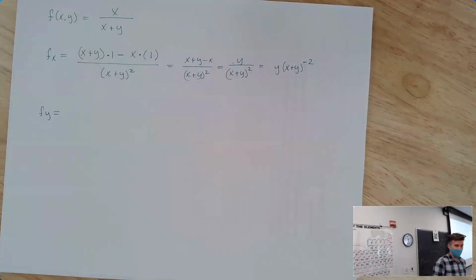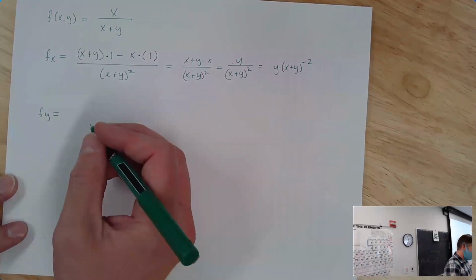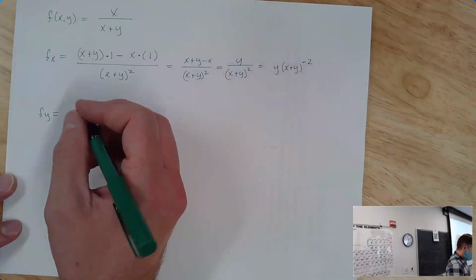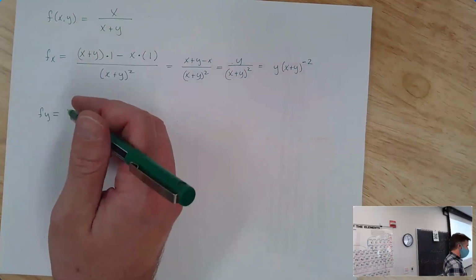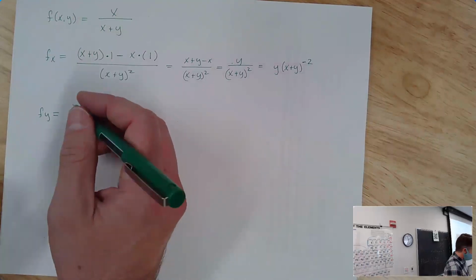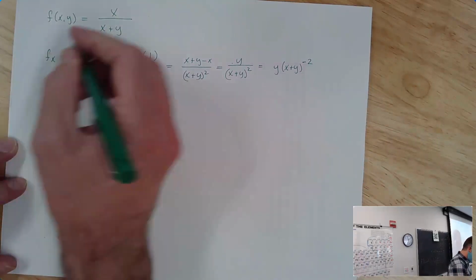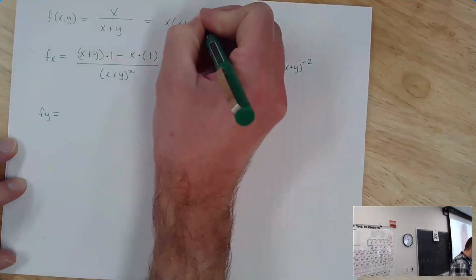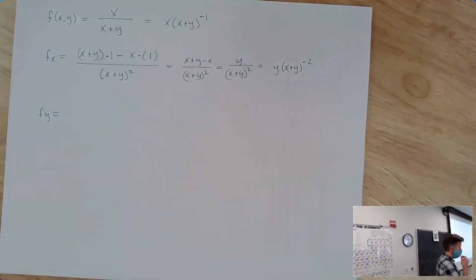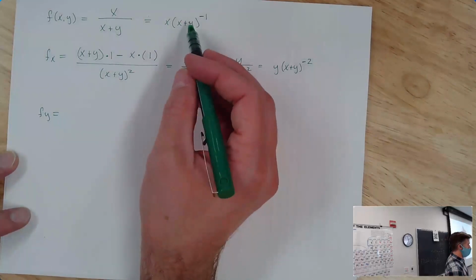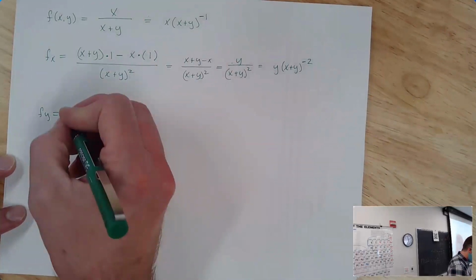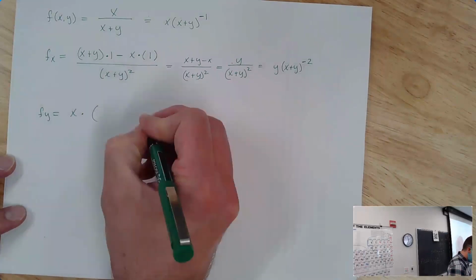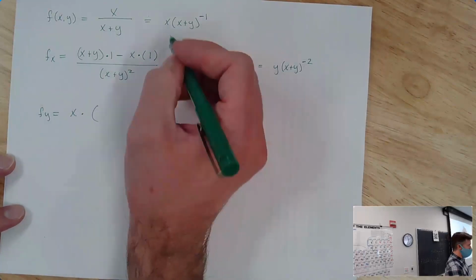Let's look at the other one. Let's look at fy, the partial with respect to y. So you could use the quotient rule again, but let's do it a little bit differently. Let's instead think of our function as x times x plus y to the negative first. x is a constant, so I have a constant multiple of x plus y to the negative first. So my derivative is going to be x times the derivative of x plus y to the negative first. This is going to use the chain rule.